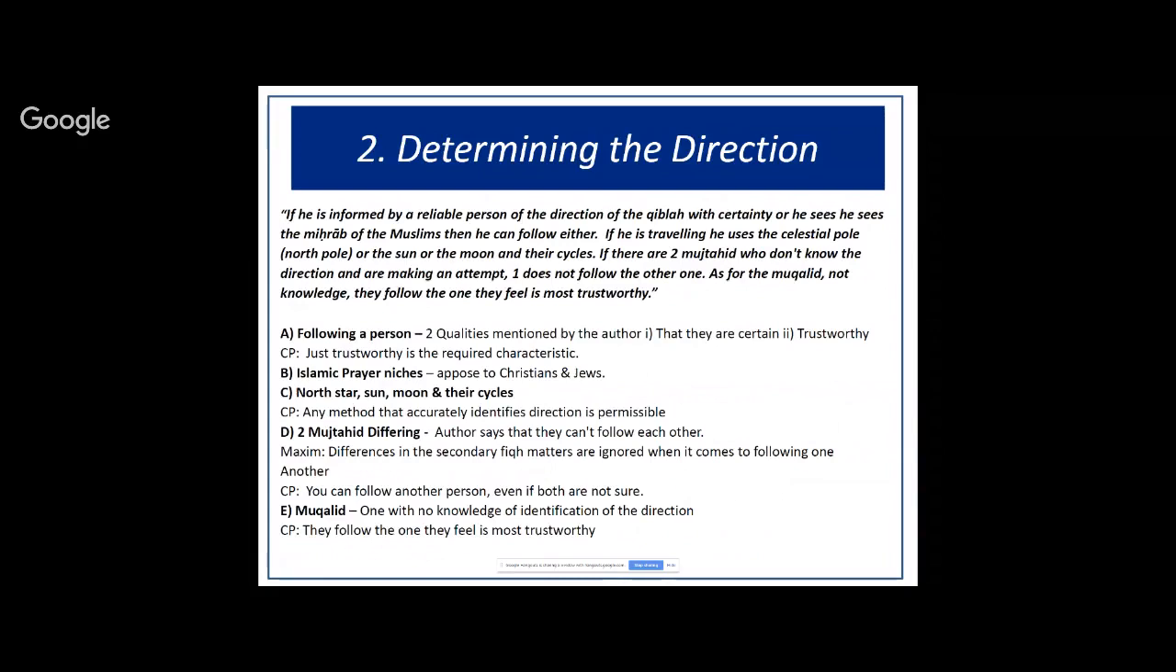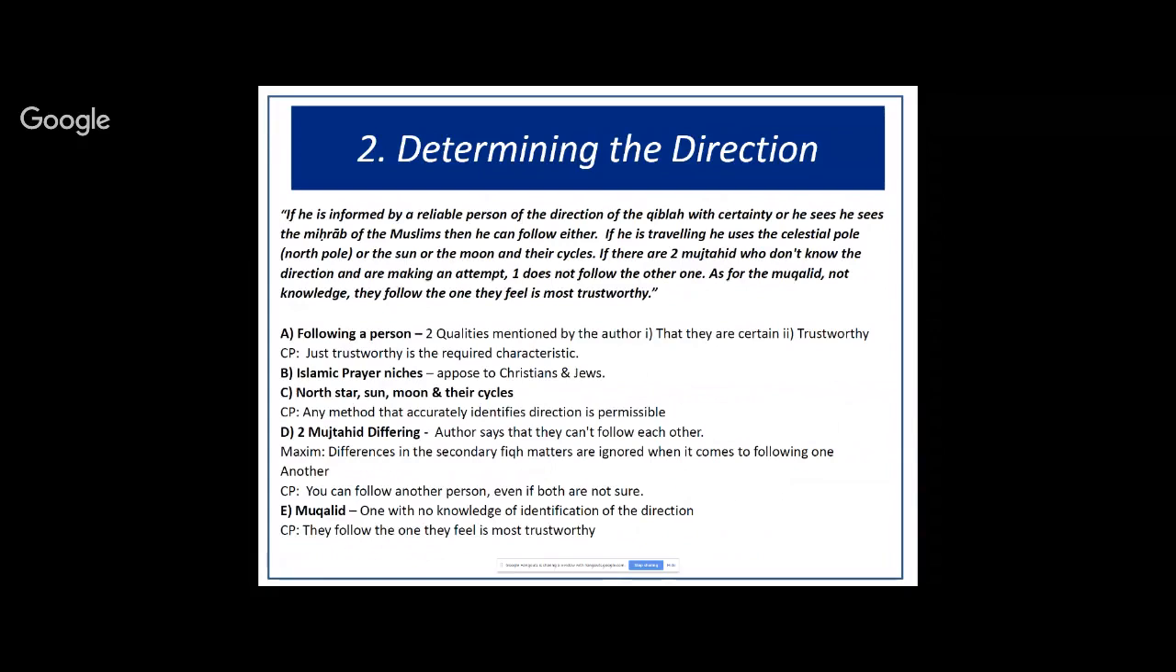is following a person. So we see that the Hanbali madhab has specified 2 characteristics of this person. Number 1 is that they must be certain of the direction of the Qibla, and number 2, they must be trustworthy. So that's the opinion of the Hanbali madhab. However, the class position is that they don't need to be certain. The only characteristic required of the person that you ask is that they must be trustworthy. Another important point that we can take from this is that only one person is required. You don't have to ask multiple, 3 or 4 people. You just have to ask one trustworthy person, and this is sufficient.